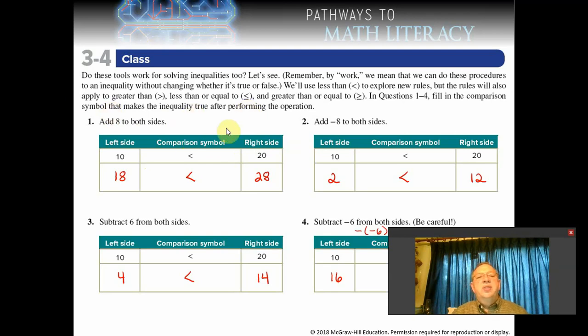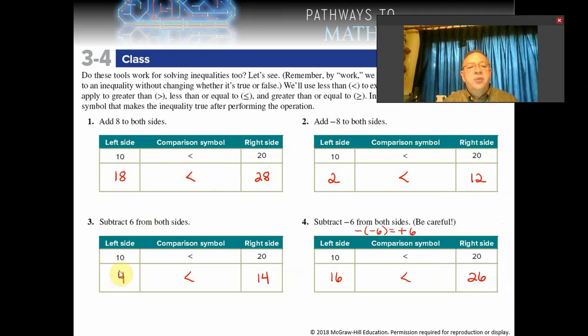So here, let's look at this. Here's some things that we can do. Add 8 to both sides. If we start here, we added 8, we get 18 is still less than 28. That would still be true. Add negative 8. If I subtract, this is basically saying add negative 8 or subtract 8. 2 is less than 12. We still get the same true statement. 18 is less than 28. 2 is less than 12.